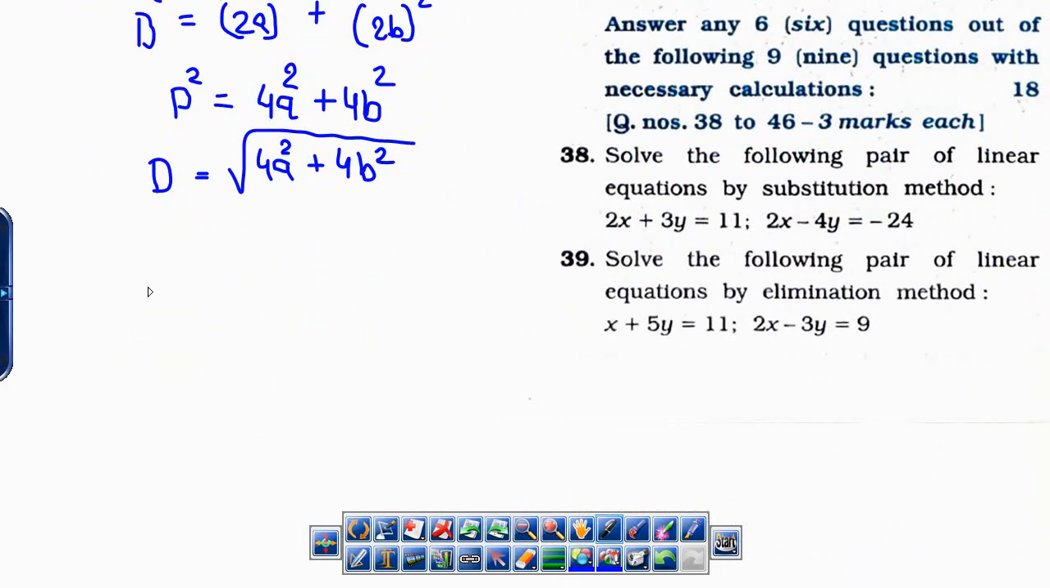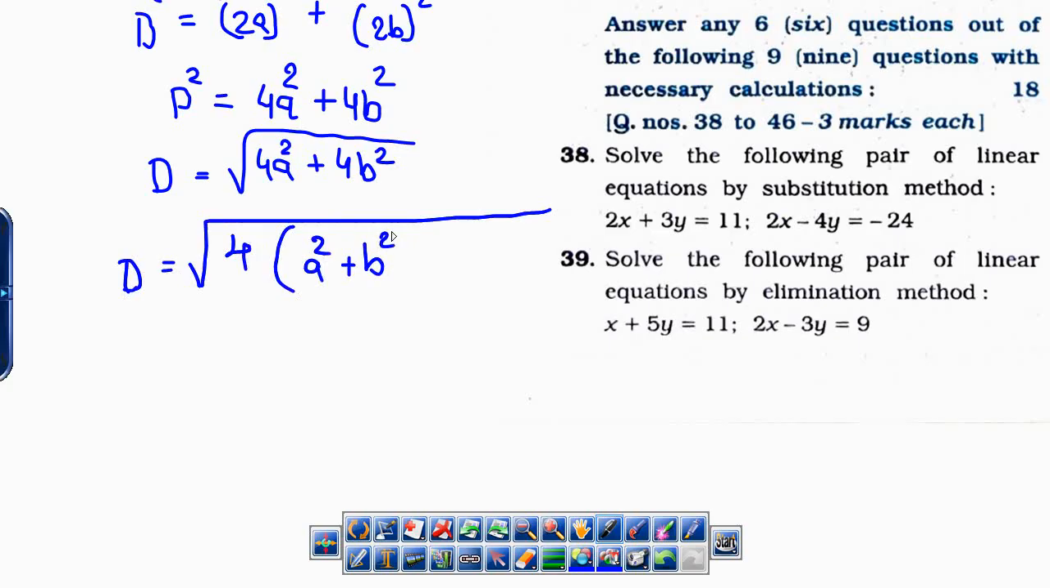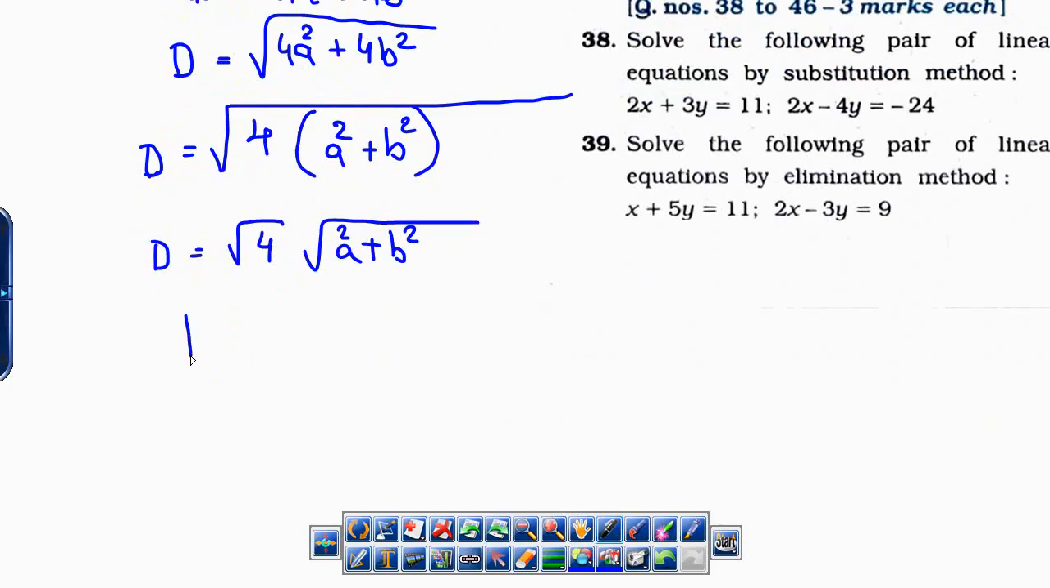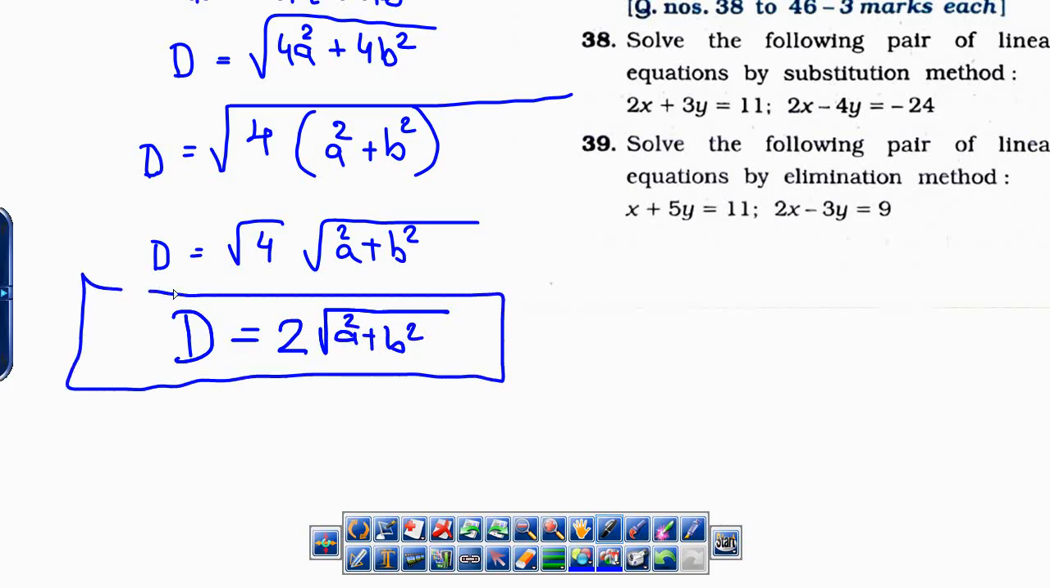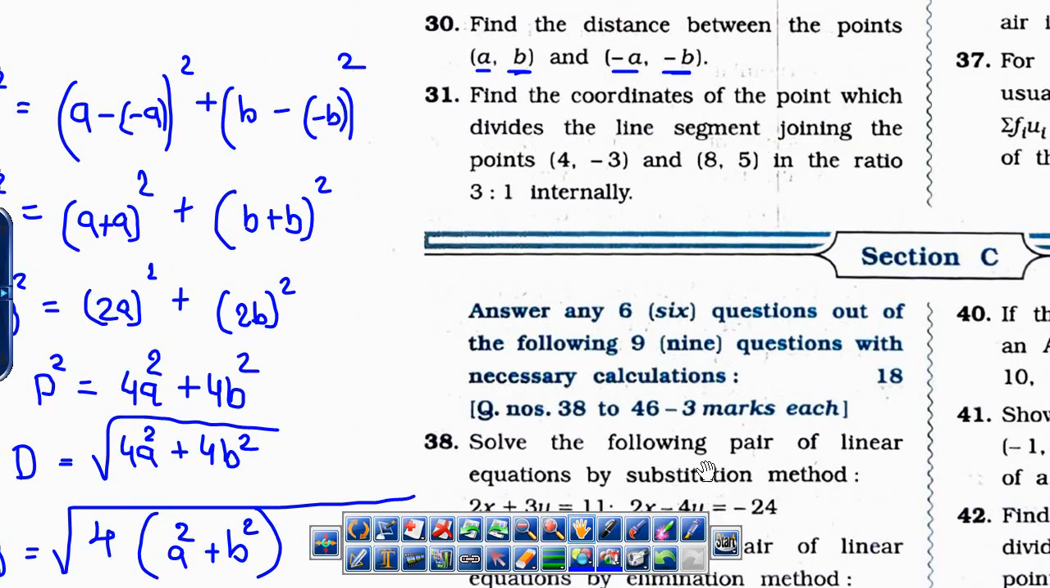But this is not correct answer as per textbook. 4 common निकाल देने. Still this is not perfect answer. Root 4 और a square b square को अलग अलग दे देने का. And still this is not correct answer. Root 4 answer 2 होता है. Final correct answer which you should by heart is d is equal to, or the distance between the 2 points is equal to 2 root a square plus b square.